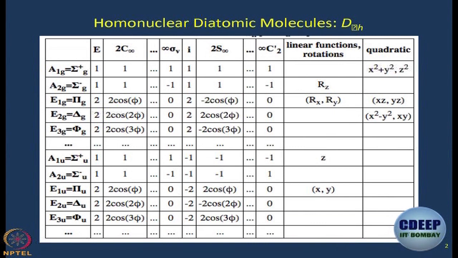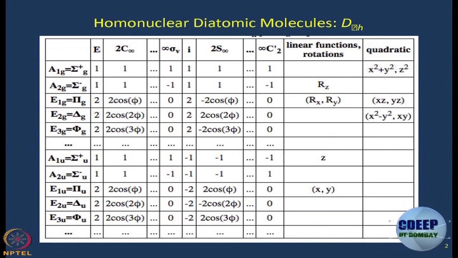S infinity is also there. C infinity doubles as S infinity. Two S infinities and an infinite number of C2s. C2 dash means C2 that is perpendicular to your C infinity axis. And you can work out these characters by inspection. What is this phi? Phi means the small angle, or maybe not small angle, by which the rotation is performed with respect to your C infinity.